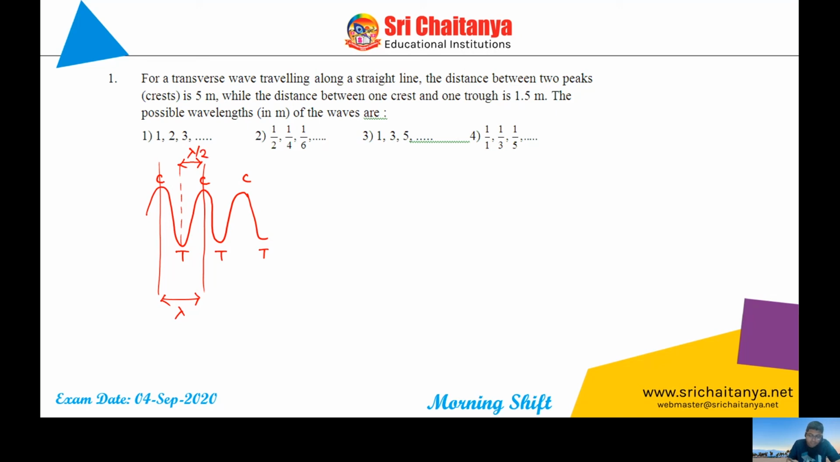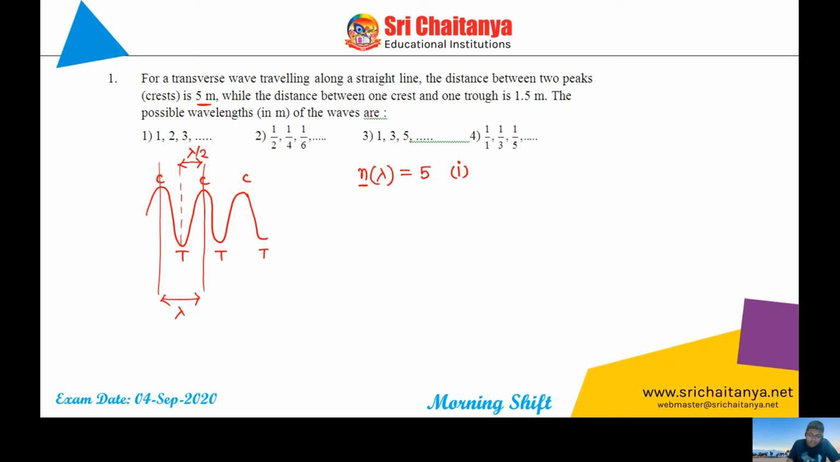So you should realize, here they have given the distance between two crest is 5 meter, and they need not be the consecutive ones. So what we can say is that the distance between any two crest would be some integral multiple of lambda, and n lambda is given to us as 5. Okay, so let's say that is equation number 1. We have got n is any integer.